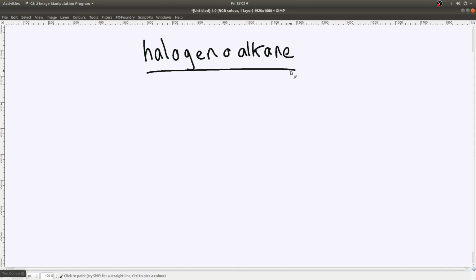Halogenoalkanes are simply an organic molecule where one of the hydrogens has been replaced with a halogen group. Now, halogen is group 7 in the periodic table, so we're looking at chlorine, bromine, iodine. So let's have a look at an example.